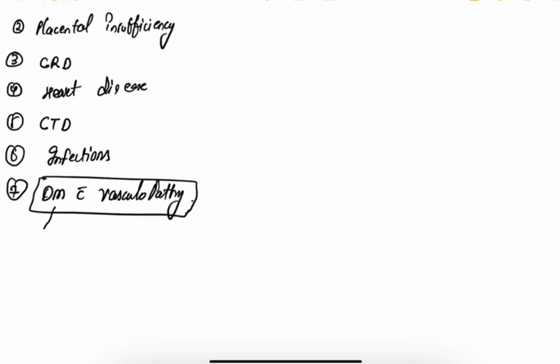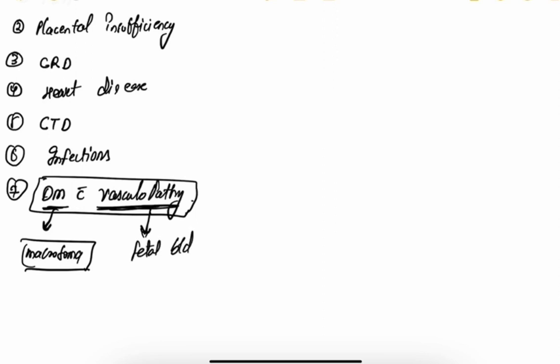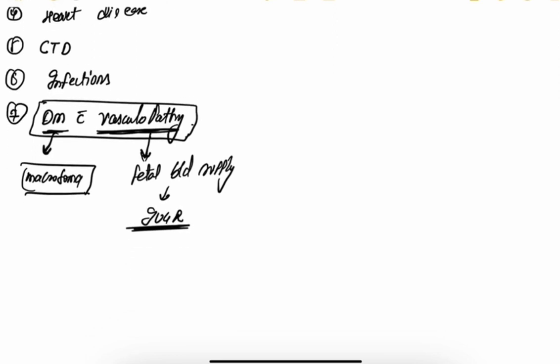Generally, in a mother with diabetes mellitus, the baby is large, which is known as macrosomia. But if vasculopathy is also present along with diabetes mellitus, this compromises the fetal blood supply. So in this case, IUGR will be present, not macrosomia.